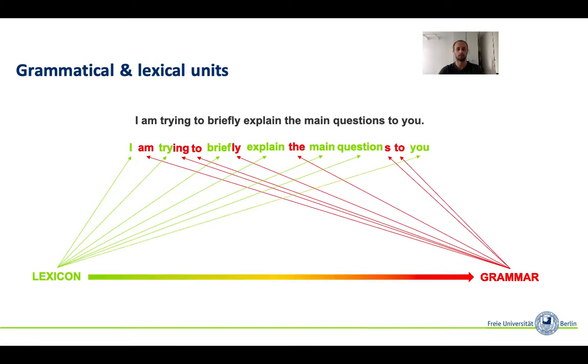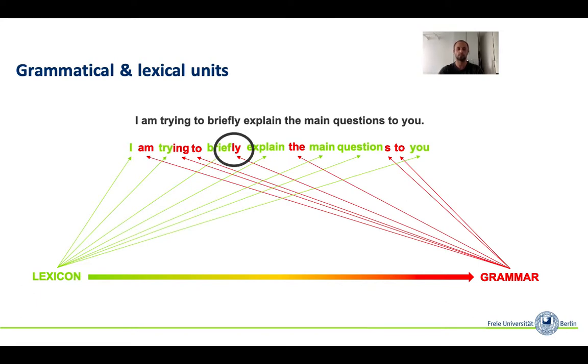Right, and an important point here is that it's not either or, it's not always binary, but sometimes the distinction between a grammatical and a lexical unit, and by the same token, between grammatical and lexical meaning, can be a bit blurred. That's why it's not two distinct categories, lexicon and grammar, but there is a continuum between the two extreme poles of lexicon and grammar.